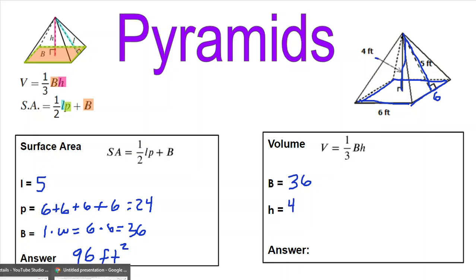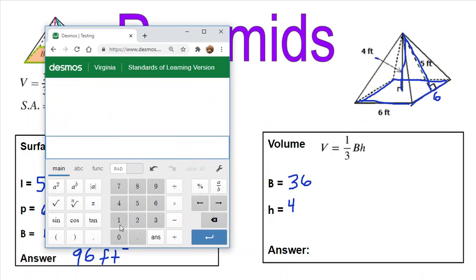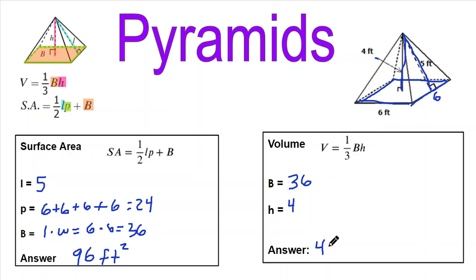So now that I know those two, I can type that into Desmos. I just want to clear out my calculator. I'm going to type in big B equals 36 and H equals 4. And then I can type in my formula, 1/3 big B H, which gives me 48. So my answer is 48. My unit of measure was feet, and volume is always cubed. And that's how we can find surface area and volume of a pyramid.